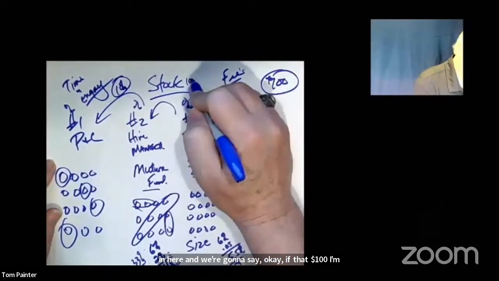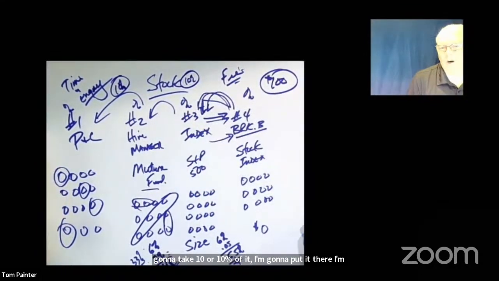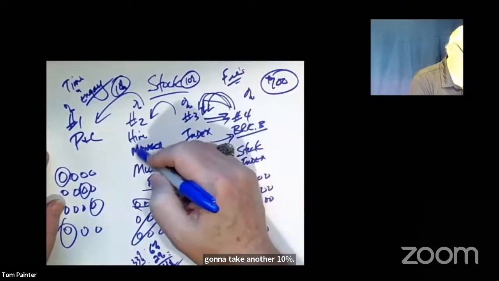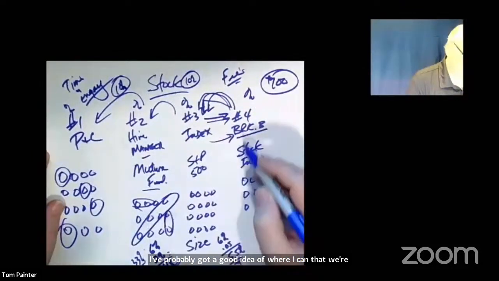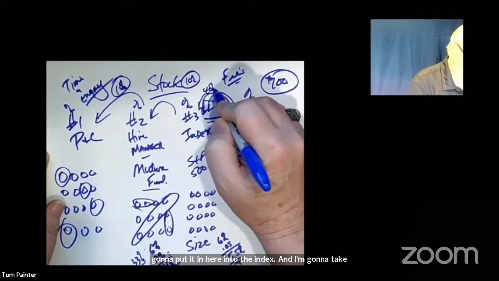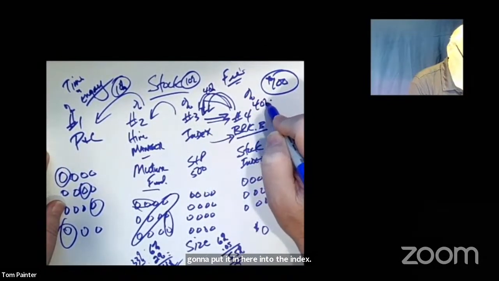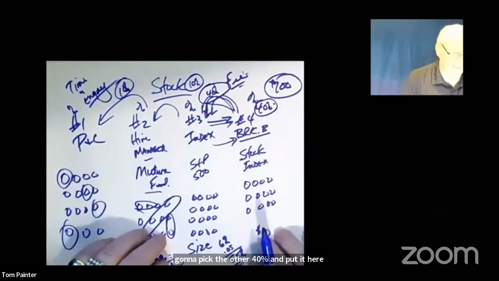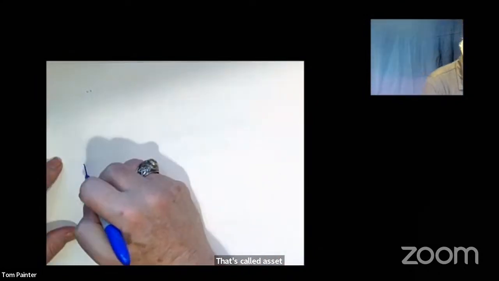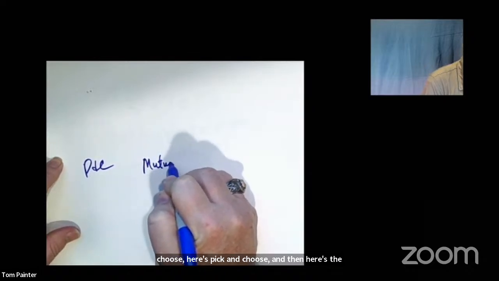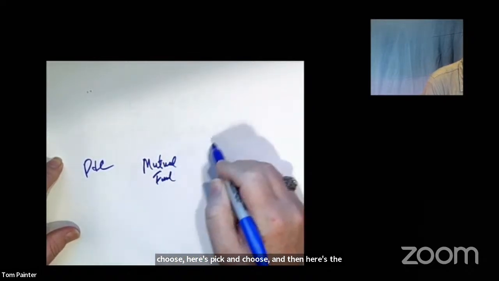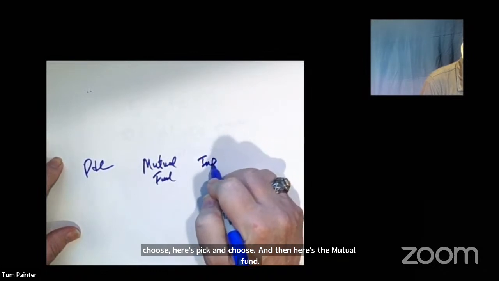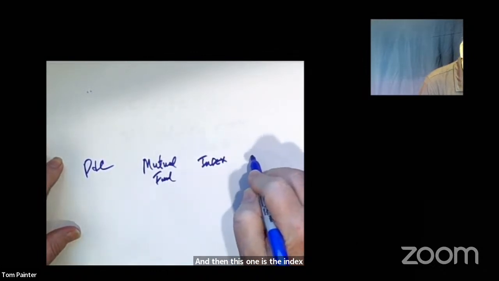I'm going to take another 10%. I've probably got a good idea of where we're going to put it in here into the index. And I'm going to take 40% of it and put it here. And I'm going to take the other 40% and put it here. That's called asset allocation. So as you think about your asset allocation, you're saying, well, here's pick and choose. And then here's the mutual fund. And then this one is the index. And then this one is Berkshire Hathaway. BRK is the stock symbol on it.